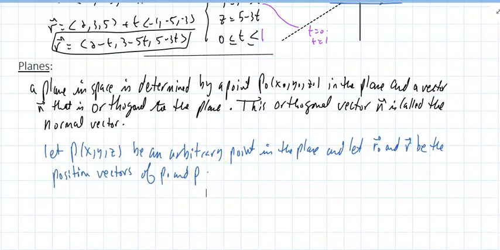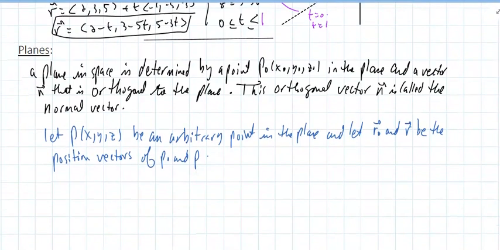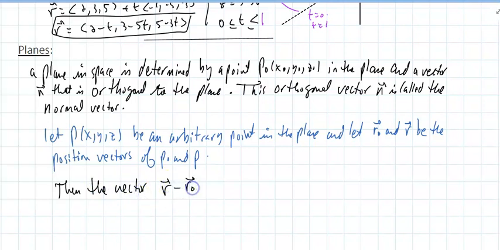So I'll show you a diagram of what that means and how that works. Then the vector r minus r sub 0 is represented by p naught to p, that vector. Let me show you really quick what we're talking about.